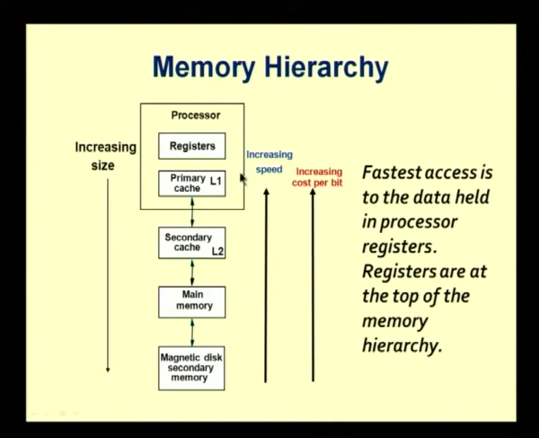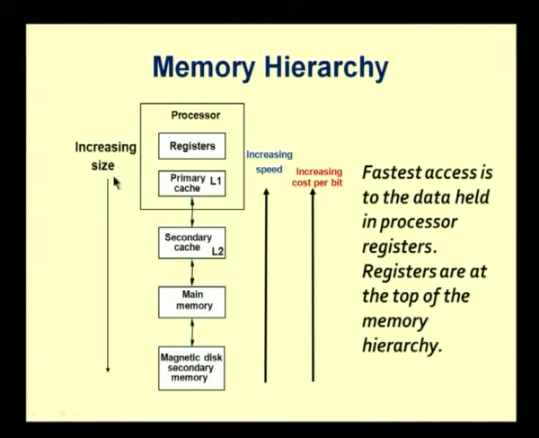If you look at speed, you will find it goes in the reverse direction. Registers are the ones that can be accessed really fast, and the primary cache, the L1 cache, is accessed a little slower than the registers. Secondary cache may have a speed which is even less than that, main memory even lower than the secondary cache, and the magnetic disk would be the slowest in terms of speed of access. And if you look at the cost also, you will find it increases with the speed. So, the faster the access, the cost per bit will also be high. This is something that we need to remember.